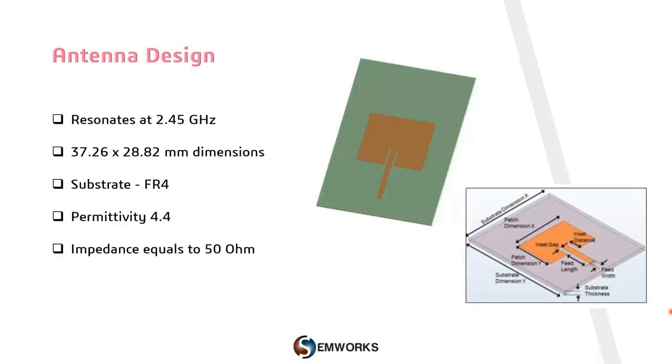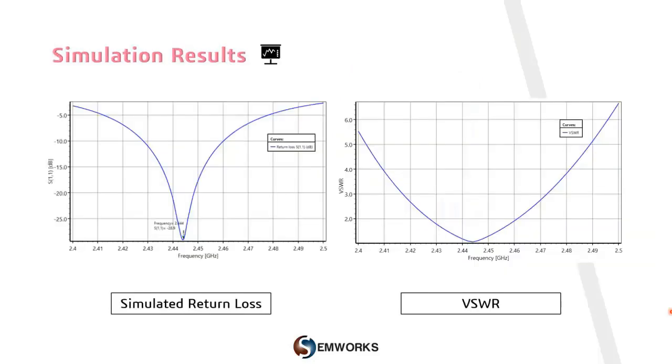The simulated results of return loss and VSWR of the antenna are illustrated in this figure. The antenna realizes a return loss below minus 10 dB between 2.4 GHz and 2.46 GHz, and it resonates at 2.44 GHz. The VSWR is less than 2 at 2.45 GHz, which indicates that the antenna has a good match.